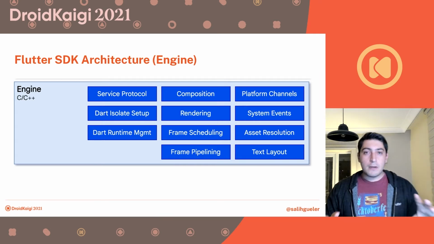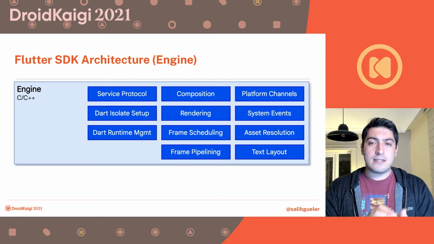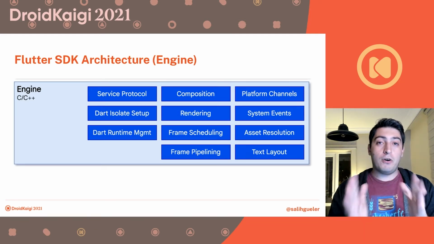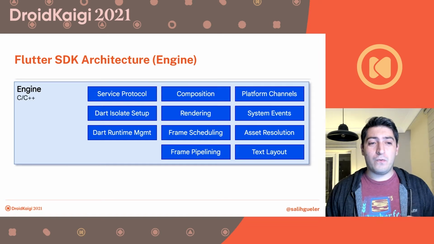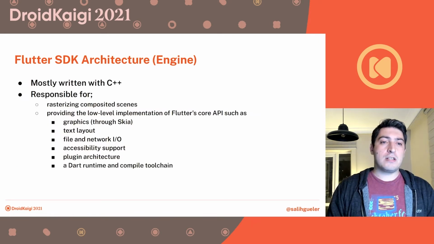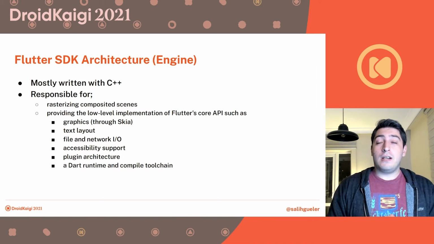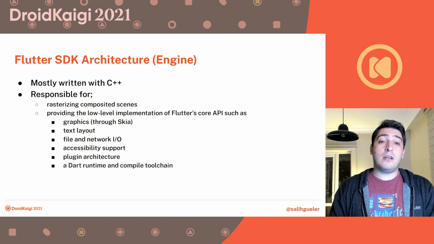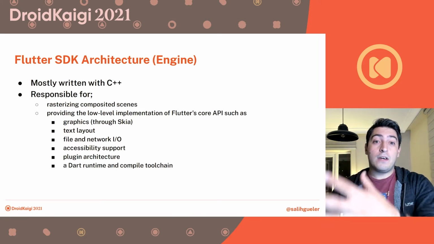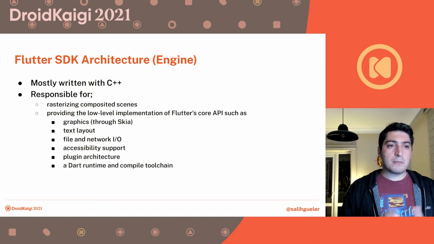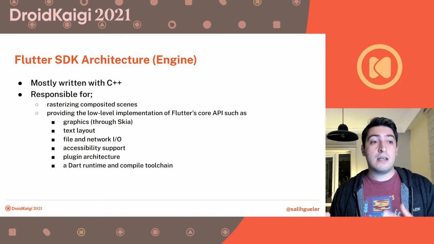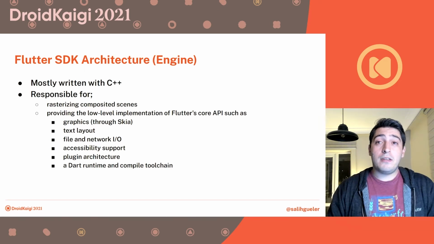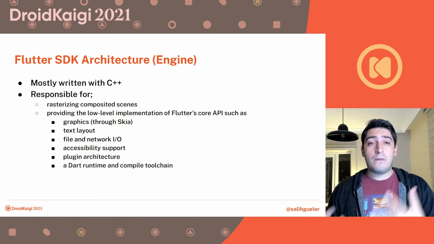Right now we know about the embedder, but let's talk about the engine. The Flutter engine is a special point that actually is doing the heavy work for us. It is mostly written with C++. At the core of Flutter, the Flutter engine is working. It supports all the primitive and necessary things for Flutter applications. It is responsible for rasterizing composited scenes. It gives us a way to provide a low-level implementation of Flutter's core API, like graphics through Skia.